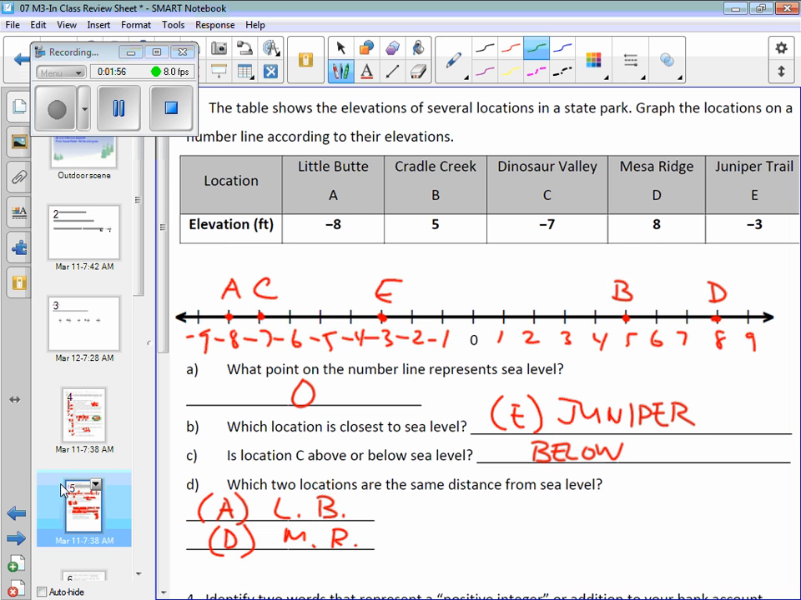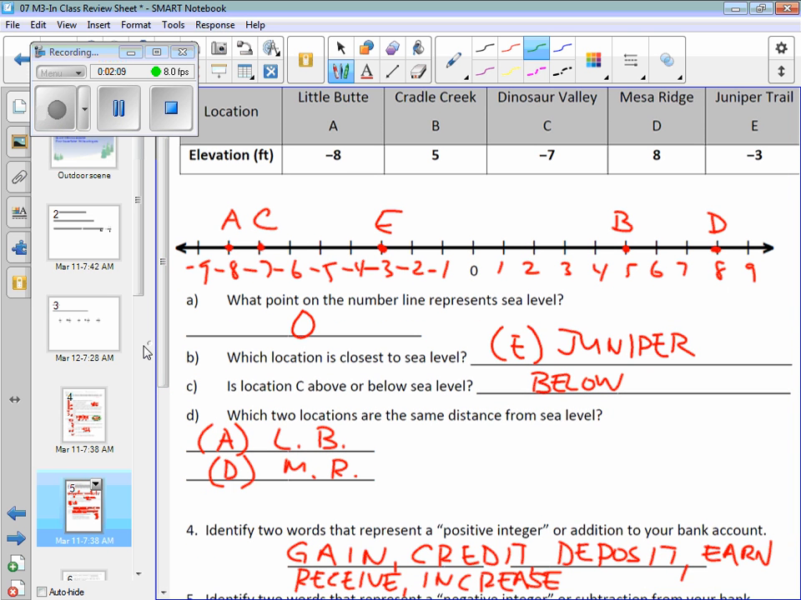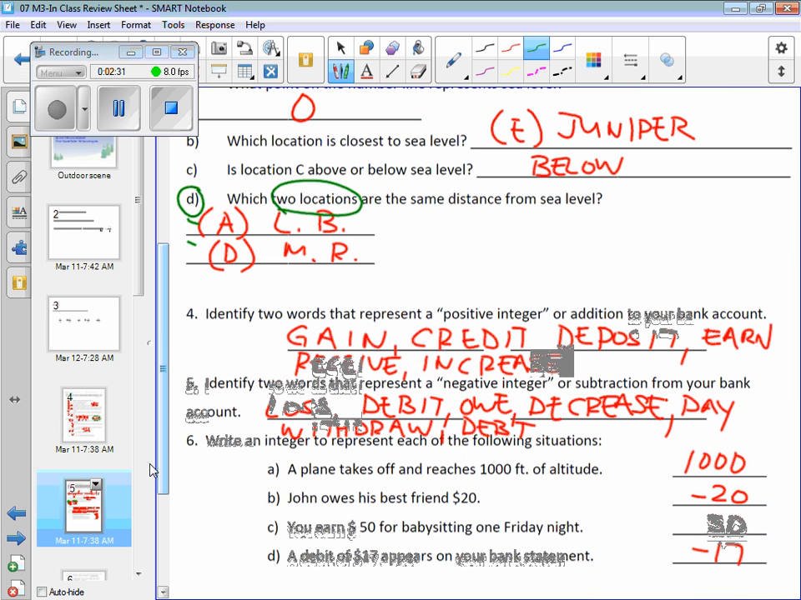Check your points: A, C, E, B, and D. Any problems here? When you get down to letter D, they are asking for the locations. So don't put the numbers. Don't put the integers 8 and -8. Either put the letters, point A and D, or you can write out Little Butte or Mesa Ridge. Okay? Then for words that express positive, I think I got all of them. Check. Are there any others on your list that are not here? I think I got most of them, if not all of them, between the last two periods.